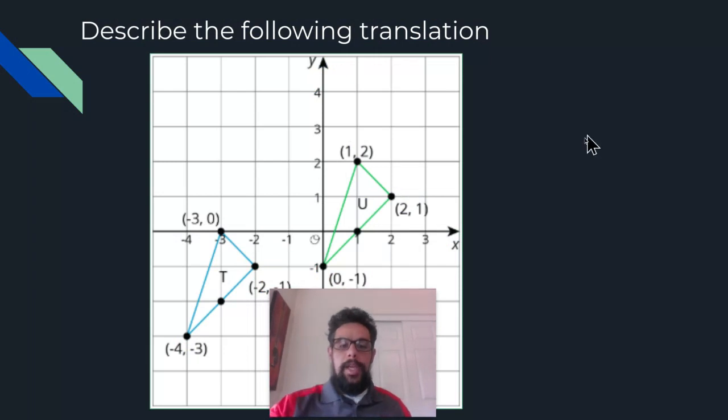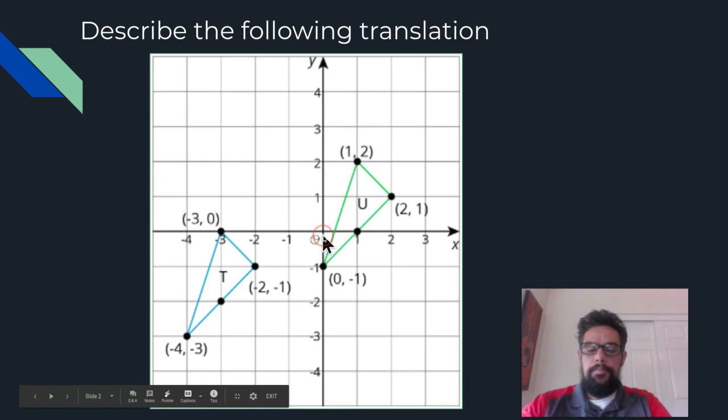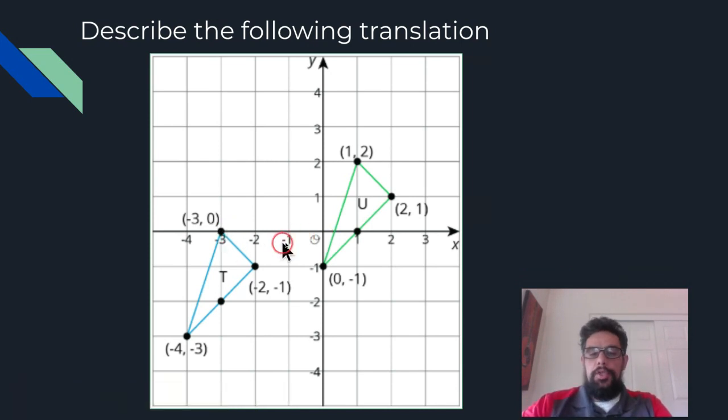Okay, so the first thing we looked at, we have a translation here. One way to describe a translation is how many units it goes up and to the right. Right here, this one goes up 2 units, and to the right, 1, 2, 3, 4. So it goes 2 units up and then 4 units to the right. That's one way to describe the translation.